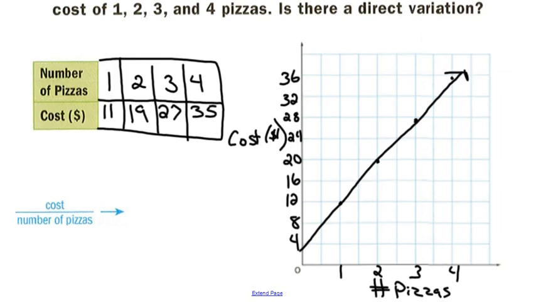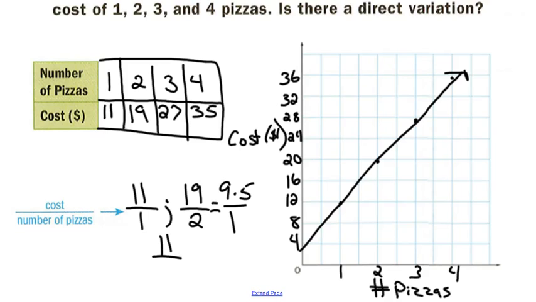And we can compare our ratios of each one of these to find that as well. So we have $11 for one pizza. That reduces to 11 over 1. We'll try it with the next one. $19 for 2 pizzas. What does that reduce to? Well, that reduces to 9.5 over 1. Well, 11 over 1 is not the same as 9.5 over 1. So the ratio is not constant. Therefore, there is no constant of proportionality.